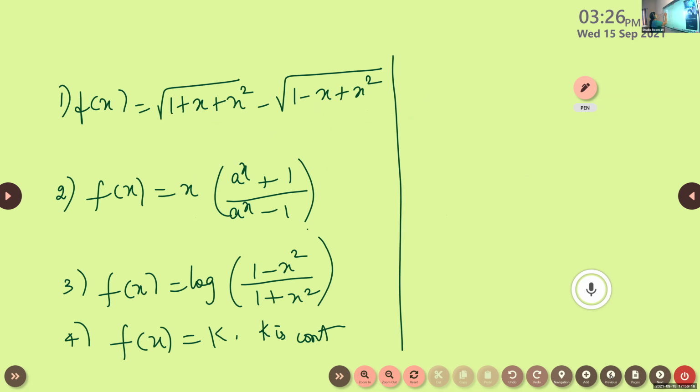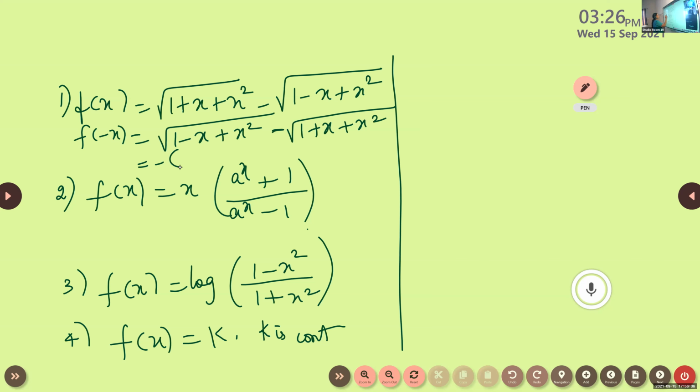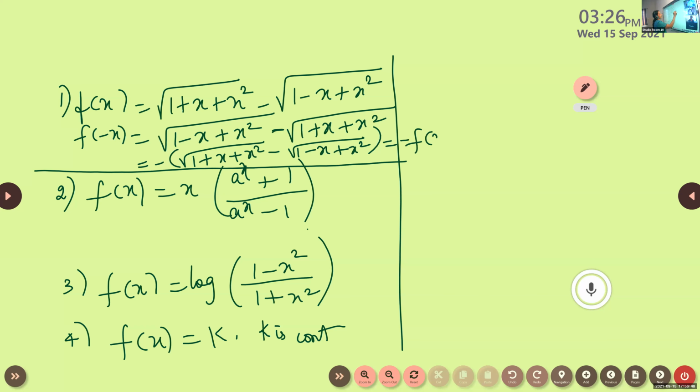Now look at the previous question. Find out what is f of minus x. When you put x as minus x, you'll get root of 1 minus x plus x square minus root of 1 plus x square. If I take minus 1 as common, you will get minus of root of 1 plus x square minus root of 1 minus x plus x square. The terms just get rearranged, which is the same as minus of f of x. Therefore, this is the odd function. When you put x as minus x, 1 minus x the whole square will become plus itself. Minus root of 1 minus of minus x will become plus x square. Therefore, it is an odd function.